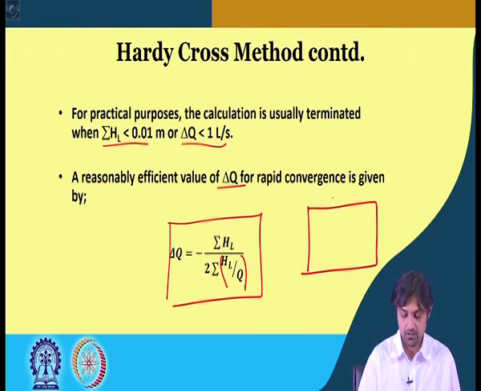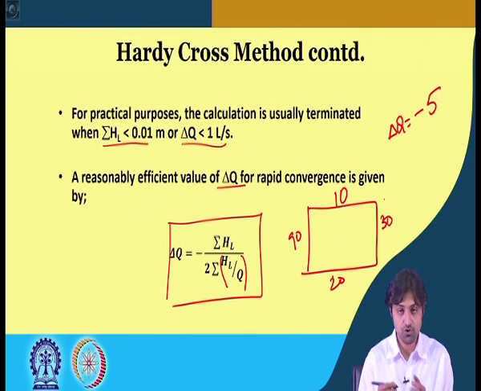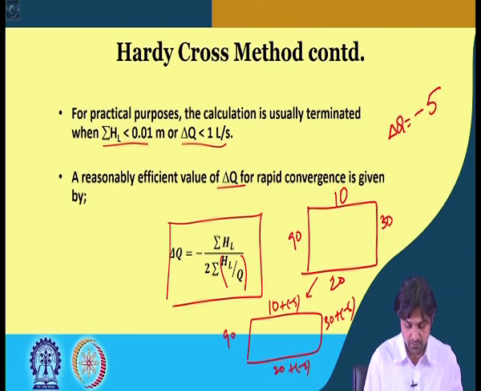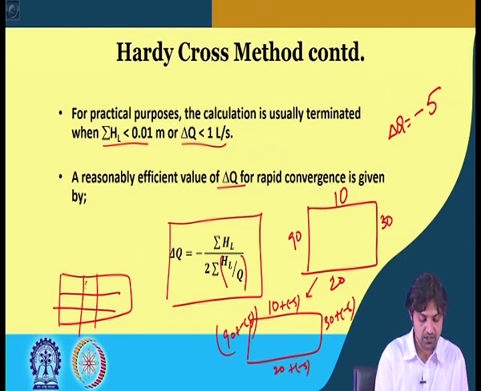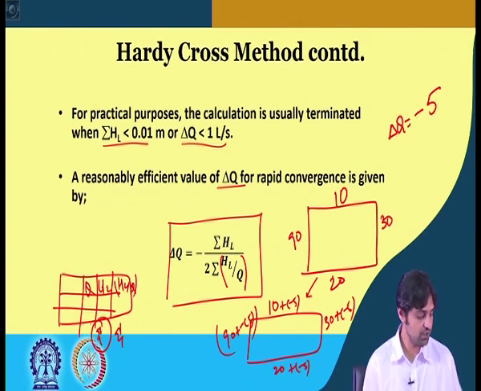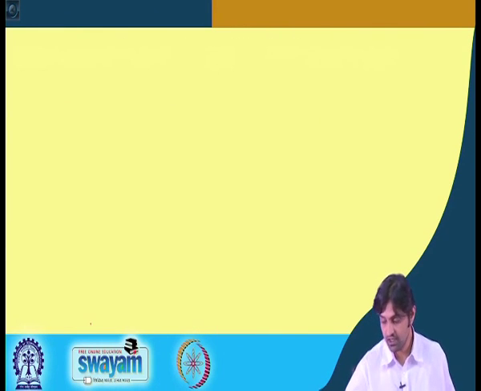Suppose, let us say, this pipe was 10, another was 30, another 20, another 90. And our delta Q comes to be minus 5 for example. Then in the next iteration, you have to repeat this process again: the first pipe will have 10 plus of minus 5, this will have 30 plus of minus 5, this will have 20 plus of minus 5 and 90 plus of minus 5. And then you have to make the table again. For each pipe you have to write Q, HL, and HL by Q, do the summation here, and you have to stop if this delta HL comes less than 1. So, this is the broad explanation of Hardy cross method.